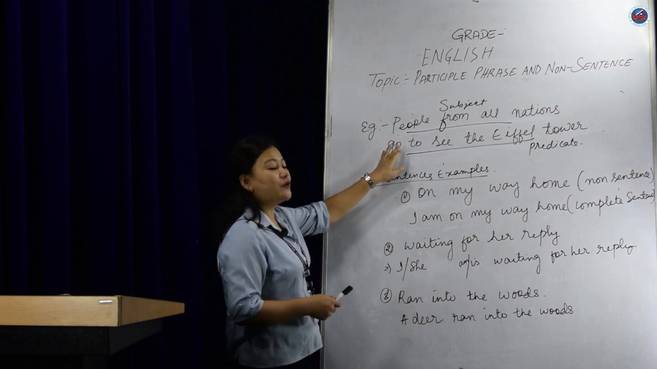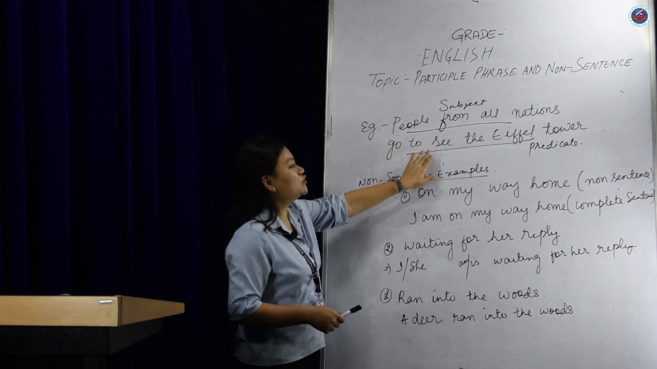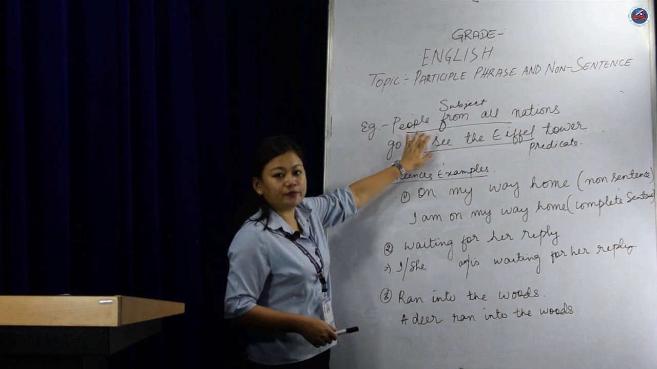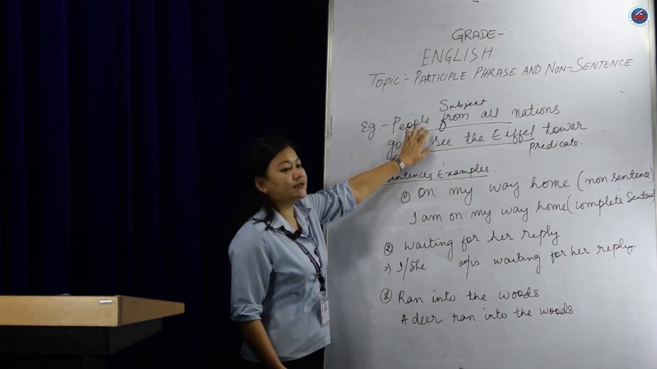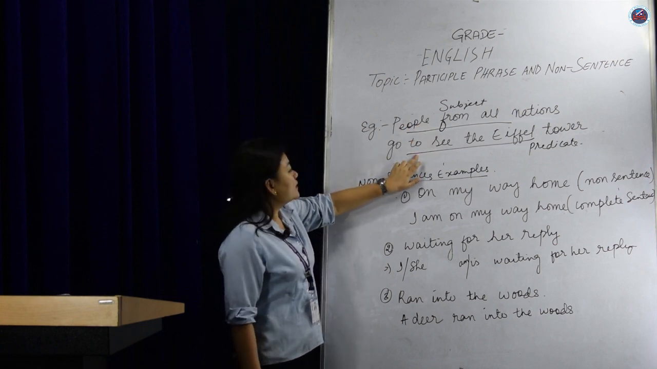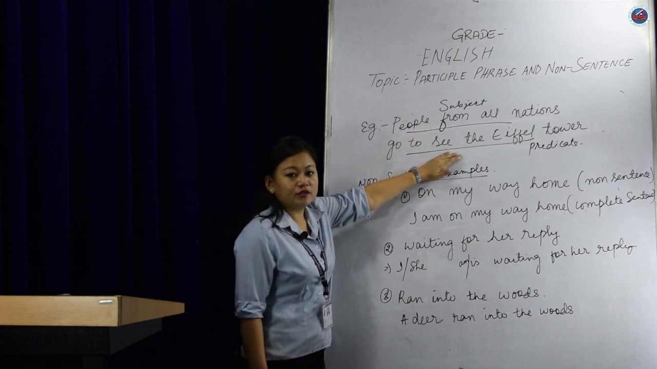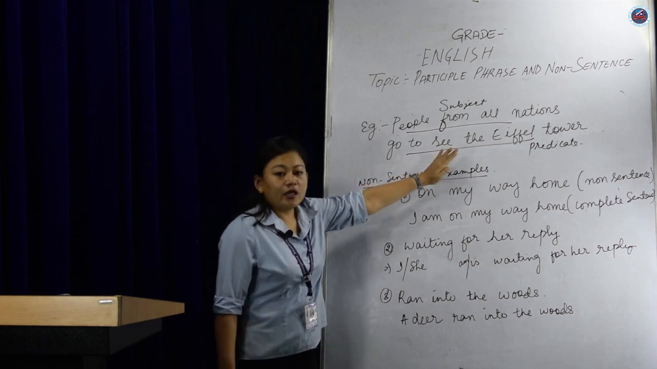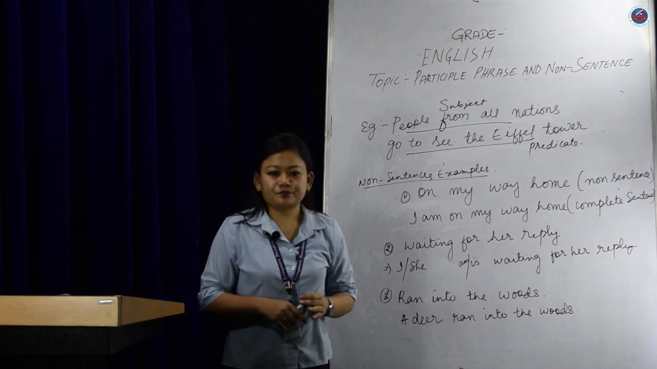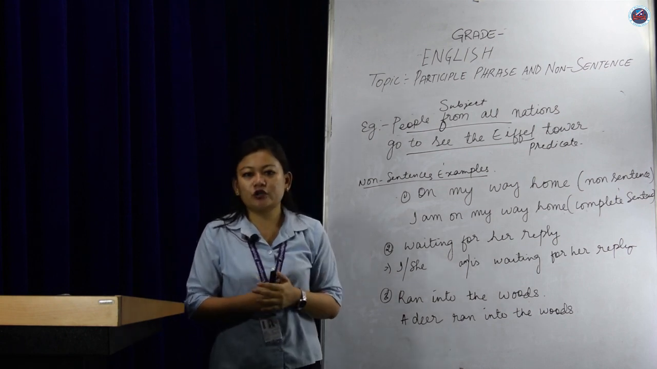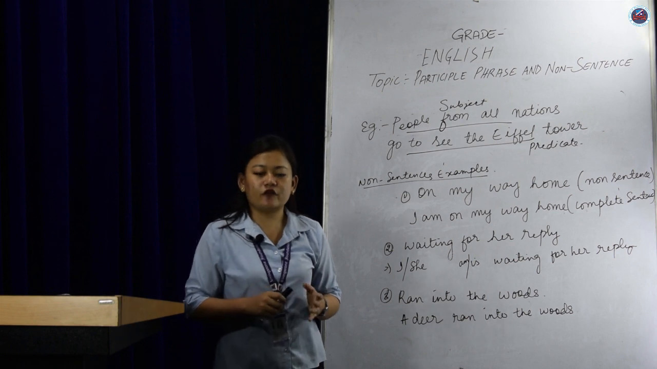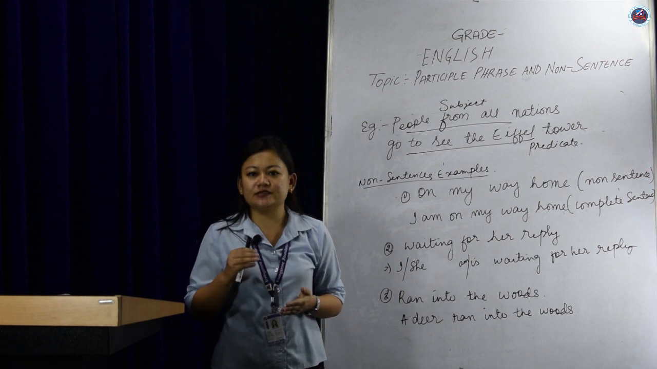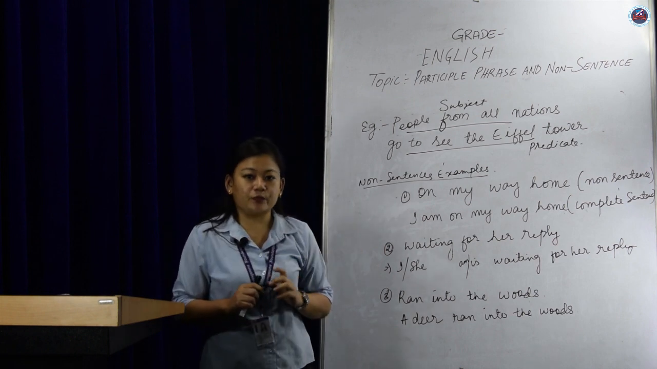For example, people from all nations go to see the Eiffel Tower. Here, people from all nations is the naming part, so this is the subject. Now in the second part, go to see the Eiffel Tower, this is the telling part, so this is the predicate. Now, we usually do not use non-sentences in formal language, but we will find them in fiction, particularly in dialogues. Such sentences are used there.